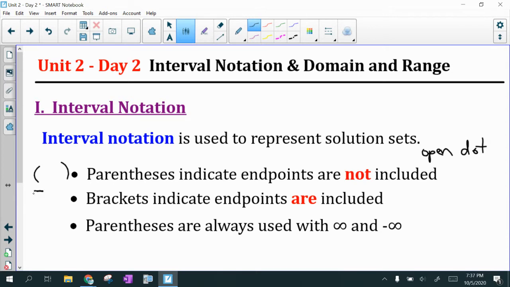Next up, we're going to talk about brackets, which are these here. When we're using brackets, that's going to be when I have a closed dot. Closed dot. Hopefully that's not a big to-do. Now, if you end up having something where it goes to infinity or negative infinity, we are always going to be using parentheses, thinking about it in terms of it going off the graph one way or another.